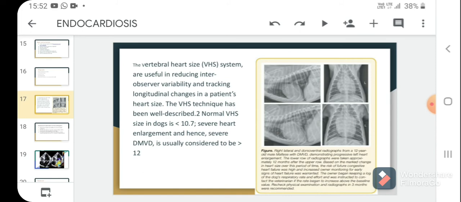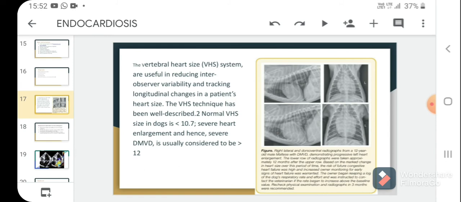We will go into a long discussion of VHS later on, but right now just see that the normal vertebral heart size in a dog is less than 10.7. If the heart is enlarged, and if it is more than 12, then it is considered severely enlarged.